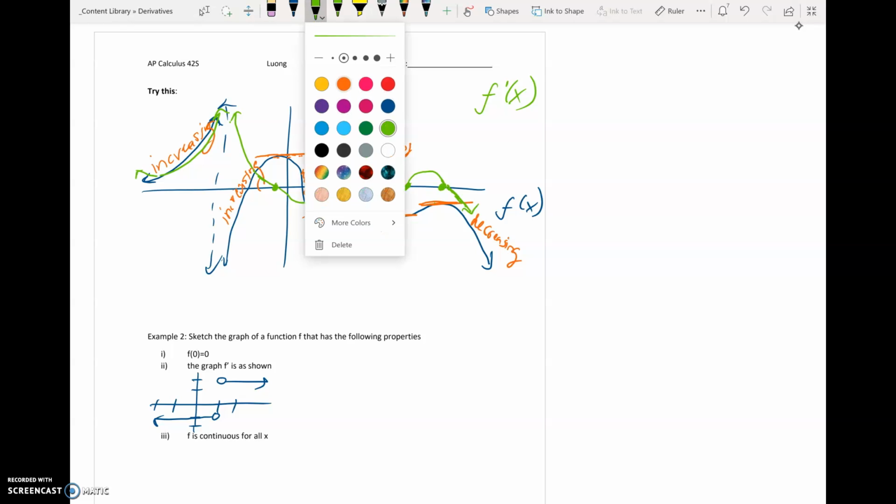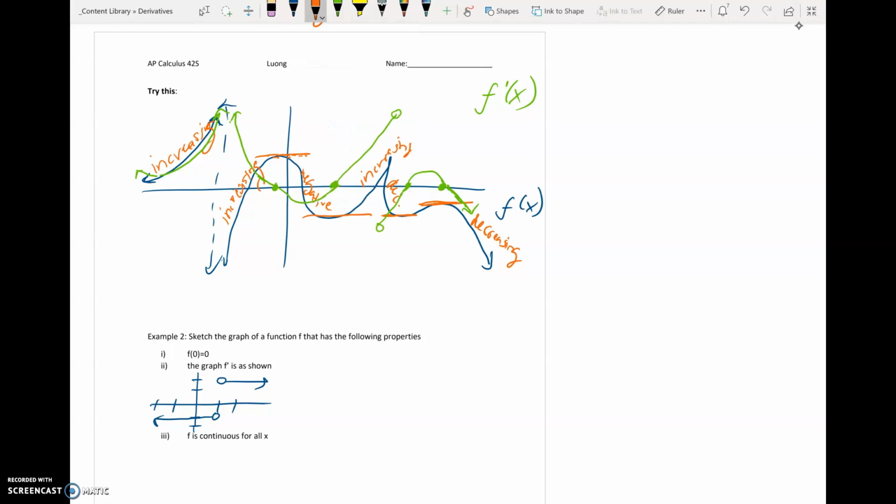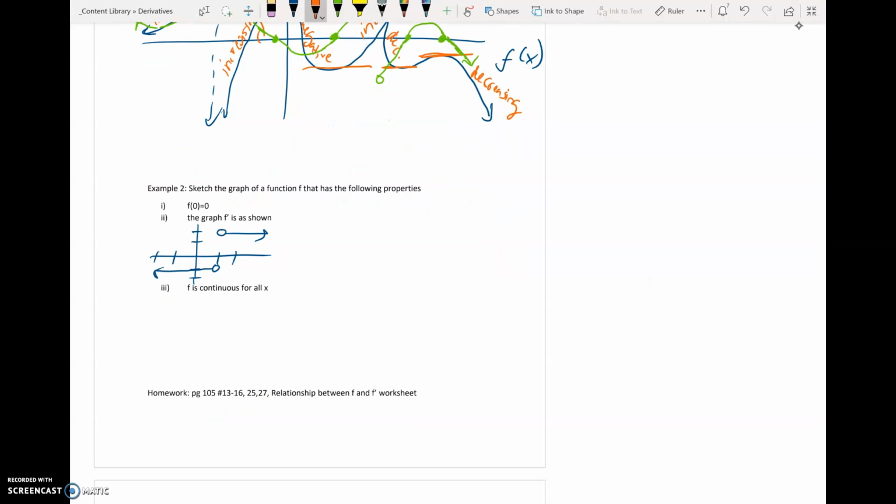I'm going to finish it off with one more example. You can draw this in. It's supposed to be given to you. So I'll take a moment to do that.